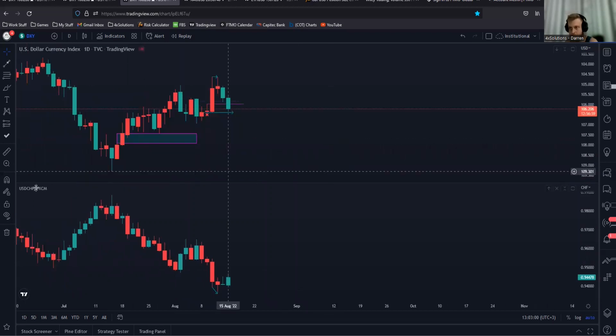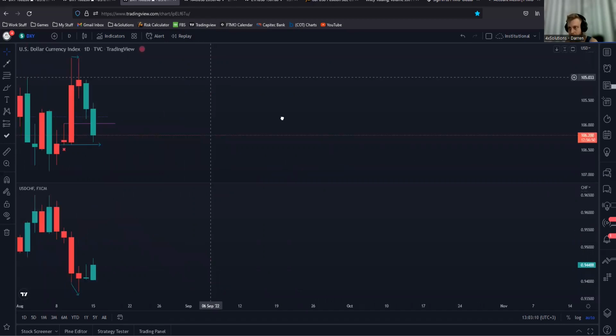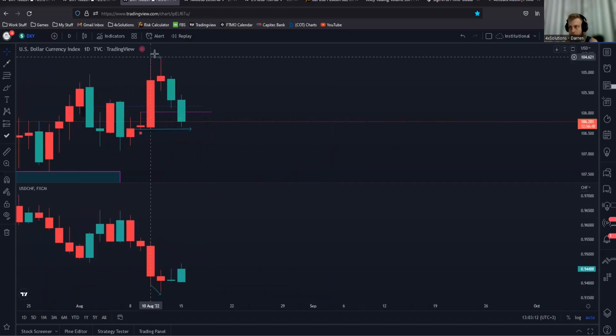So this is again USD Swiss franc inverted to the dollar because I've inverted the chart. So what we see here, even over here, there you can see it, that same move makes equal highs on the daily and a lower low over here on Swiss franc.